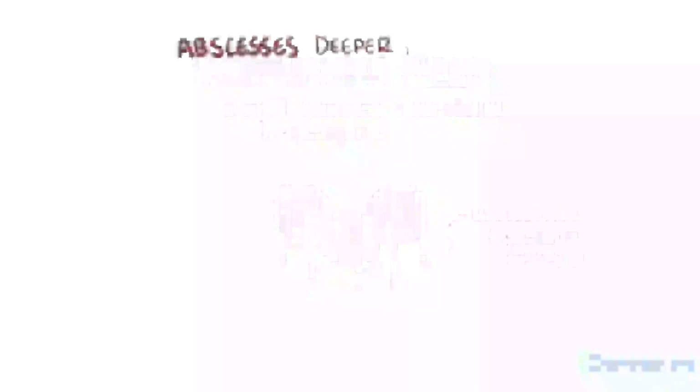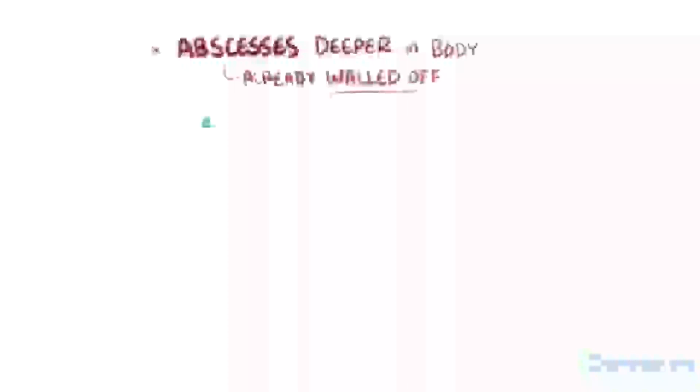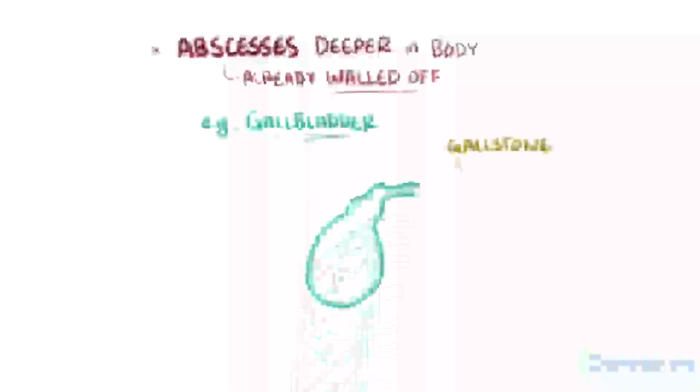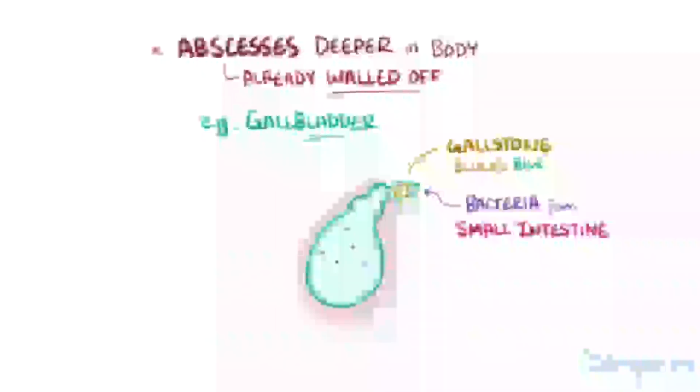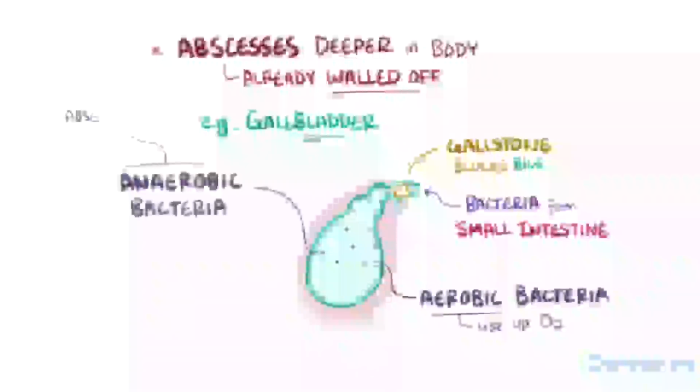In contrast to an abscess near the skin, ones that originate deeper in the body often happen in spaces that are already relatively walled off. For example, in the gallbladder, if a stone blocks bile from flowing out, it essentially becomes a new home for bacteria. Bacteria from the nearby small intestine can easily sneak past the stone, crawl into the gallbladder, and multiply, which causes an inflammatory response, and eventually an abscess might form. Typically, these deep infections are a mix of aerobic bacteria that use up all the available oxygen and anaerobic bacteria that can only live in its absence.